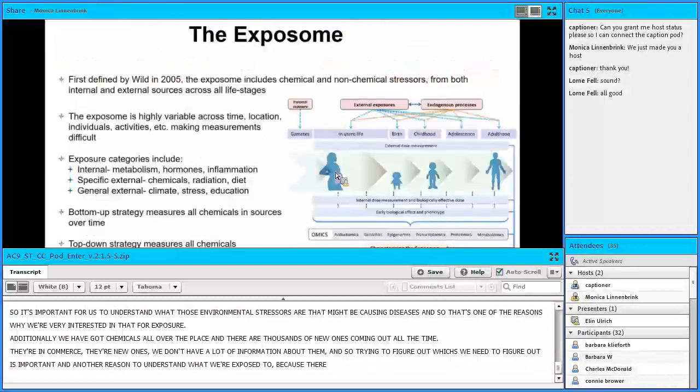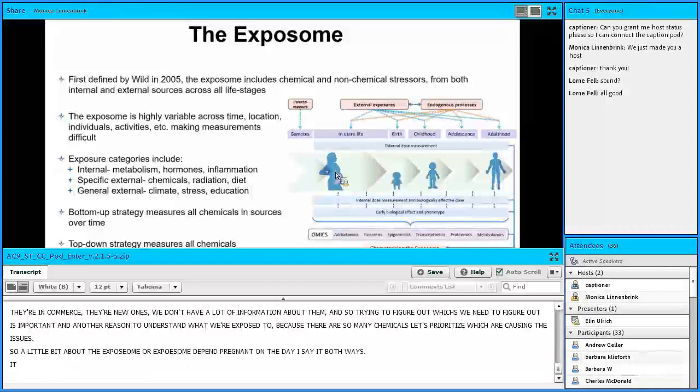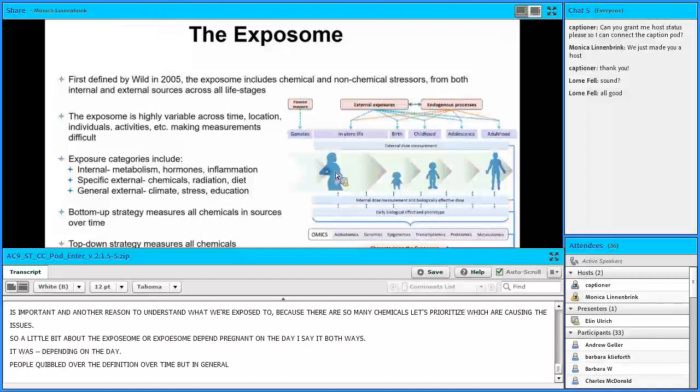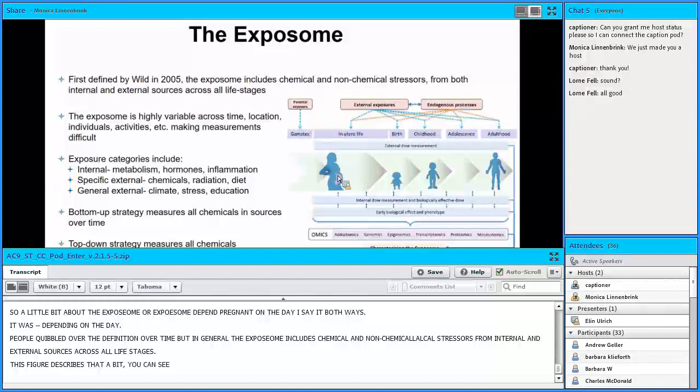So, a little bit about the exposome, or the exposome, depending on the day; I say it both ways. It was initially defined by Christopher Wild in 2005, and people have quibbled over the definition over time, but in general, the exposome includes chemical and non-chemical stressors from internal and external sources across all life stages. This figure describes that a little bit. You can see different life stages starting during pregnancy, through childhood and adolescence, all the way up to adulthood.